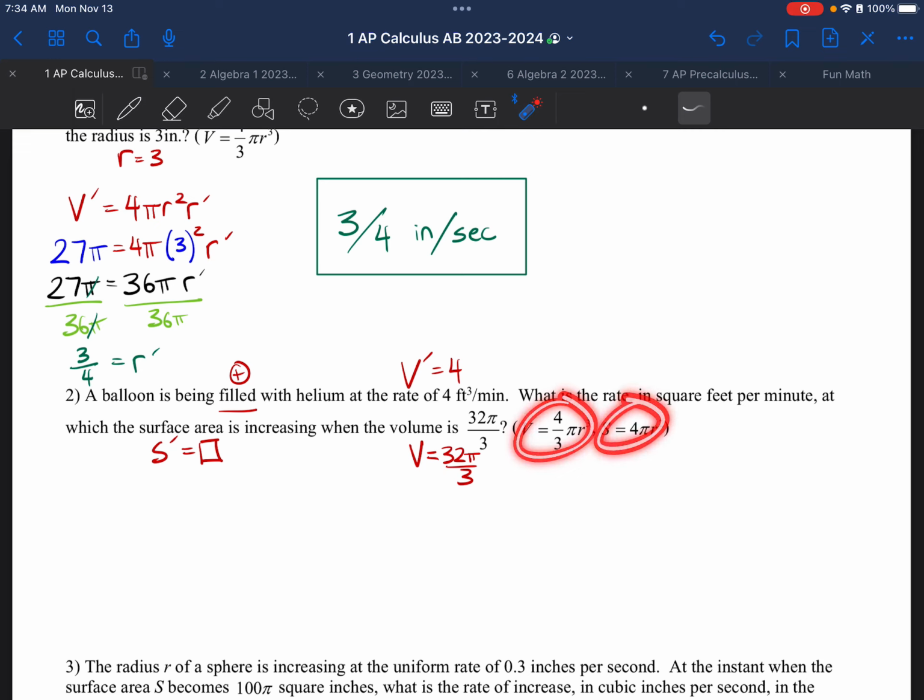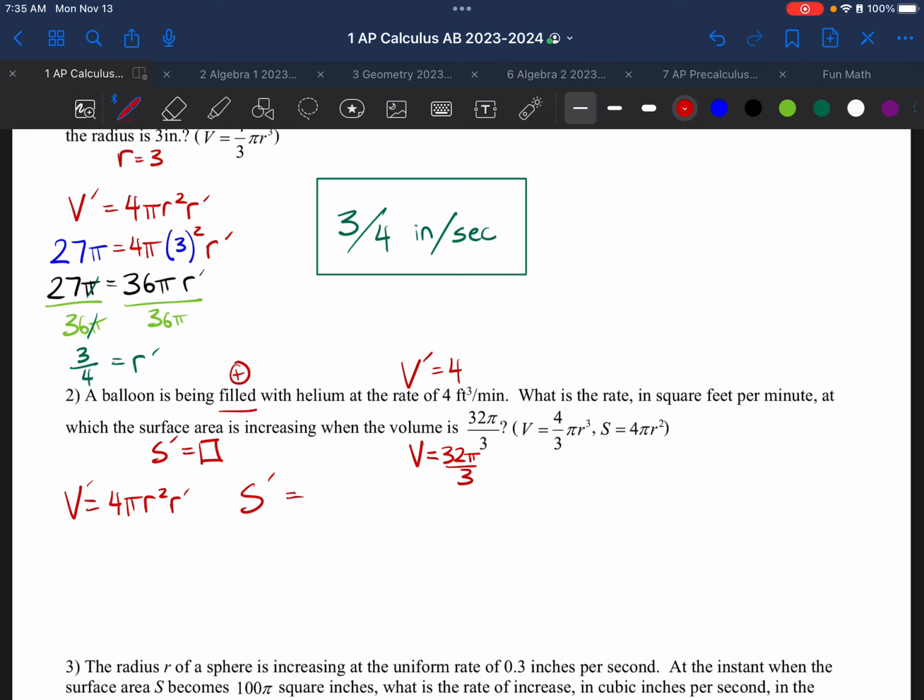I'm noticing that I have a V prime here and an S prime here, which means we probably need to take the derivative of each of these. I can go faster with volume prime because we've already done that in problem number 1. Volume prime is going to be equal to 4 pi r squared r prime. And let's do surface area prime. Taking the derivative, this 2 is going to come down in front. 4 times 2 is 8. And then I have pi r, it went down to a power of 1, and then now I need to multiply by the derivative of the inner, which is going to be r prime.